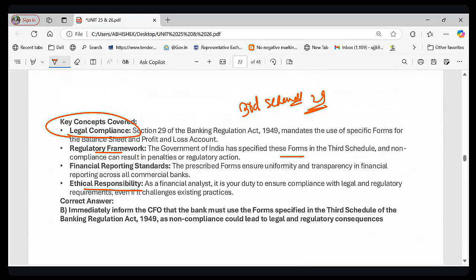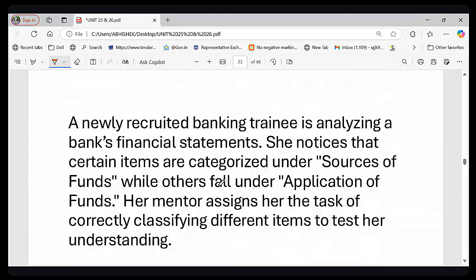So I hope this is the easiest question. I hope the concept is clear. Yes, 29 subsection 4. Okay, great. Right. Now let's see the next one. Let's see the next question.